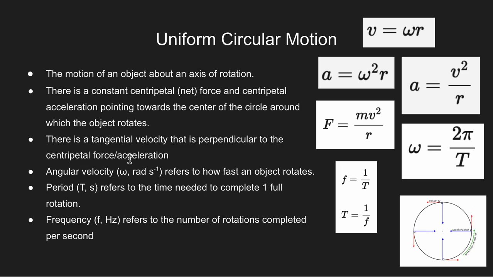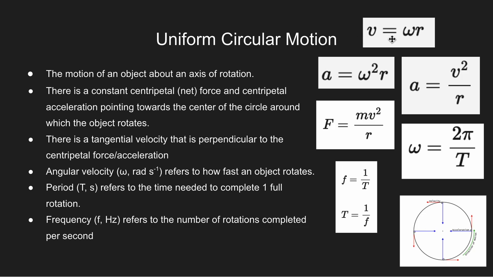But you also have this new factor, which is the angular velocity, which is the same as velocity except in the rotational sense, which is how fast an object rotates. It's measured in radians per second and is expressed by the symbol omega. You have period T measured in seconds, which is the time needed to complete one full rotation. And frequency measured in hertz is the number of rotations completed per second. As you can see here, there's an inverse relationship between frequency and period. F equals 1 over T, and T equals 1 over F. So they're reciprocals of each other.